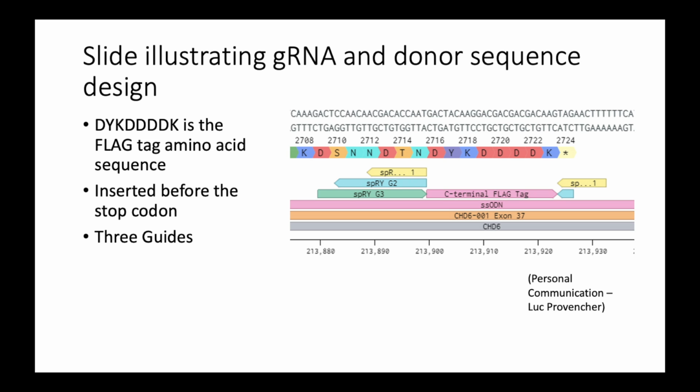The 3 different guides that will be used to carry out CRISPR are also shown. The corresponding sequence for the 3 gRNAs are above their respective bars. Guide 1 is in yellow, Guide 2 is in blue, and Guide 3 is in green. Guides 1 and 2 will be disrupted by the insertion of the flag tag, so there's no possibility to recut following the insertion, which will ensure accurate results.